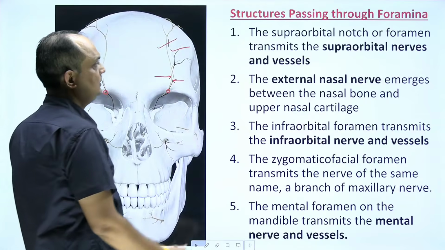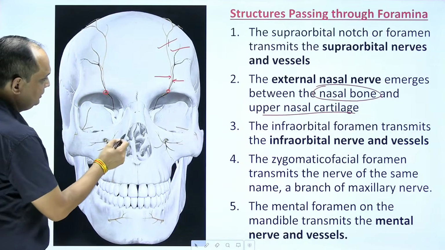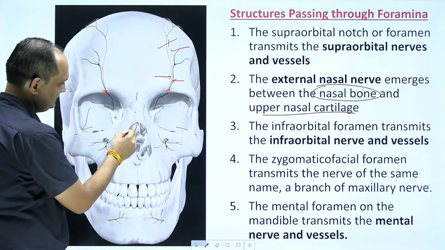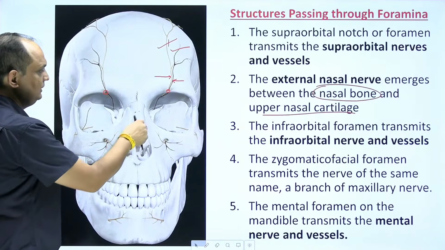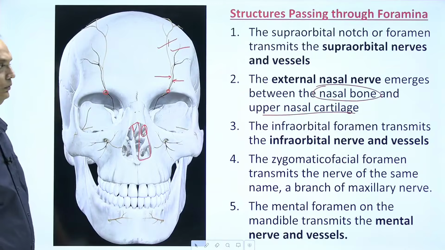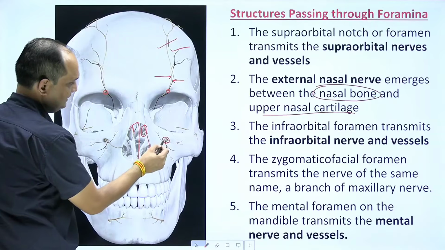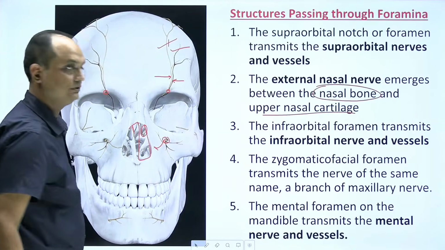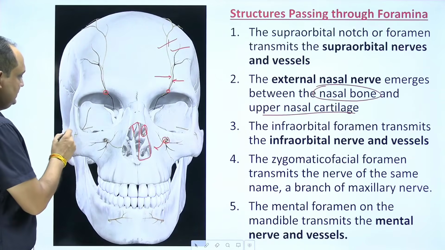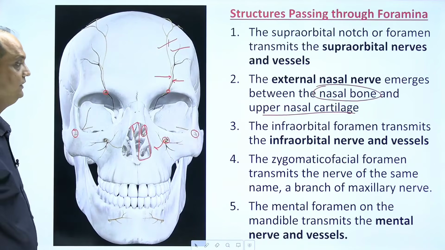This external nasal nerve emerges between the lower part of the nasal bone and the upper part of the nasal cartilage. So here you can see that this is the lower border of your nasal bone. Now at this point, this nerve which you can see here is coming out, and it will pass between the nasal cartilage and the lower border of the nasal bone. Then you will have infraorbital foramen, and through this infraorbital foramen you can see the infraorbital nerve and arteries coming out to supply the area below the orbit. Then you will have zygomatico-facial foramen. Now this zygomatico-facial foramen on both sides allows passage to the zygomaticofacial nerve and vessels.